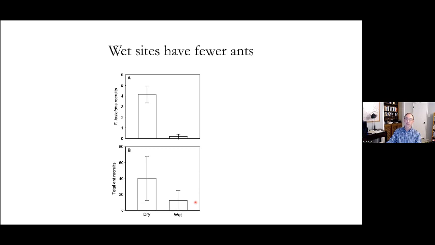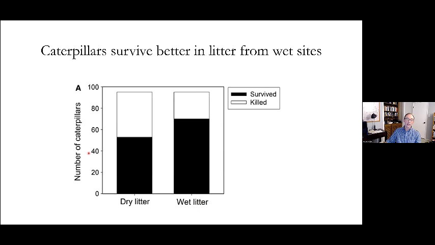If we look at the survival of caterpillars, so if you put caterpillars out in a container where ants have access but nothing else has access, in our wet sites and dry sites in litter, we find that there is slightly higher survival of caterpillars in the wet litter than the dry litter. The wet litter seems to be better at keeping its structure and being harder for the ants to search in, to predate the caterpillars.